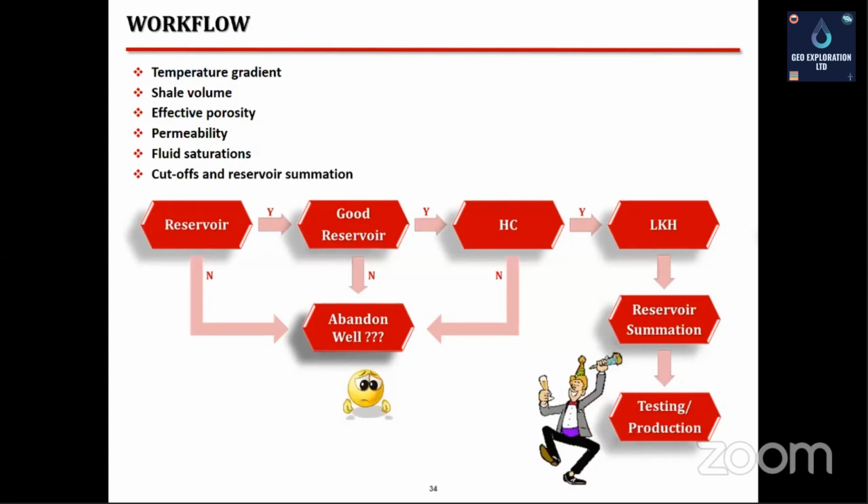If it is a good reservoir, then you will go on to determine the type of hydrocarbon or fluid present in the reservoir. Once you determine that a hydrocarbon, that is an oil or a gas, is present in the reservoir, then you will go on to determine the LKH, which is the last known hydrocarbon depth in the reservoir, based on various petrophysical parameters. This then leads to reservoir summation, which is then followed by testing or production, respectively, for a wildcat exploratory or development well.